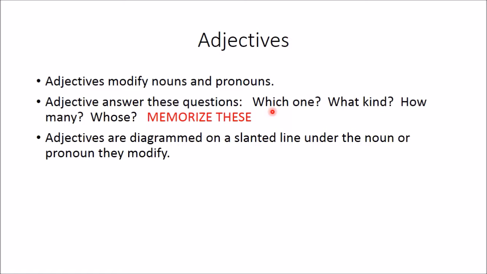Adjectives are diagrammed on slanted lines under the noun or pronoun they modify. So you only put adjectives under nouns. So all of those words that go under a word should be describing that word. So in the case of nouns, if the word is describing a noun and goes under it, it is an adjective.